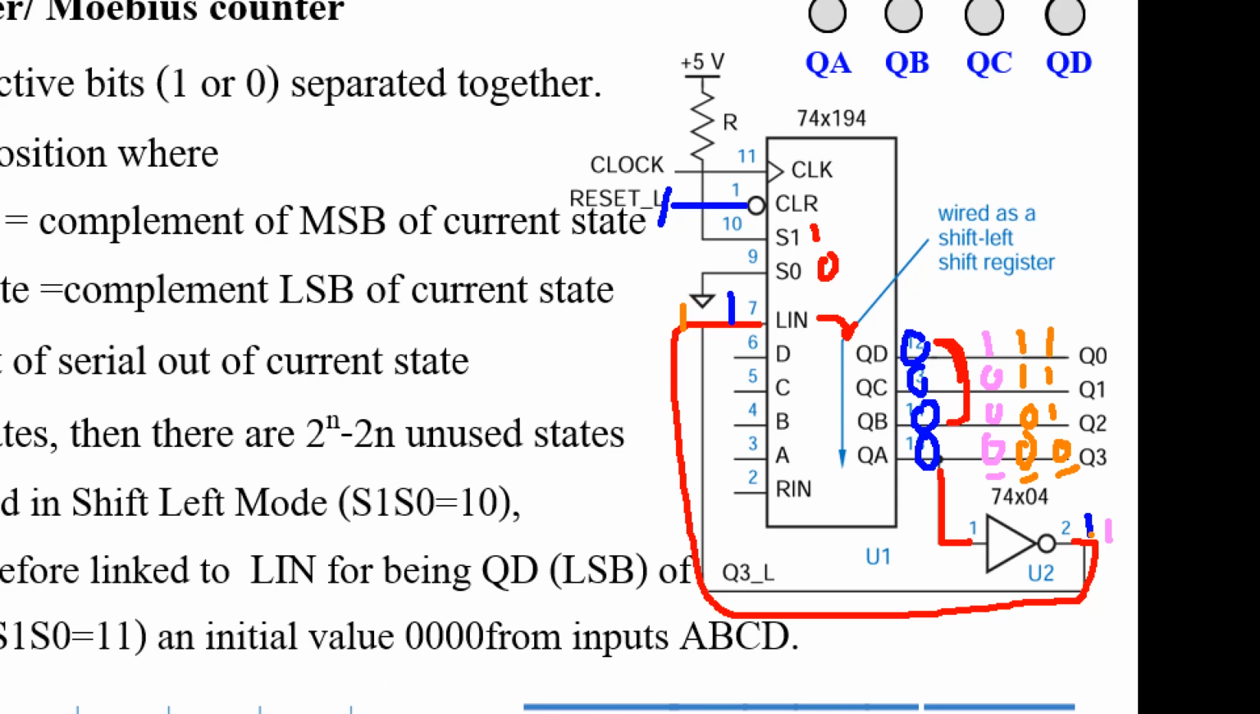Again, this is 0, so the output of the inverter is now also 1. Then when the clock ticks, shift these 3 bits down and in, okay, 1, so it's 1 here. Now it has become 1, 1, 1, 1. Then it's 1 here, and when inverted, it becomes 0.